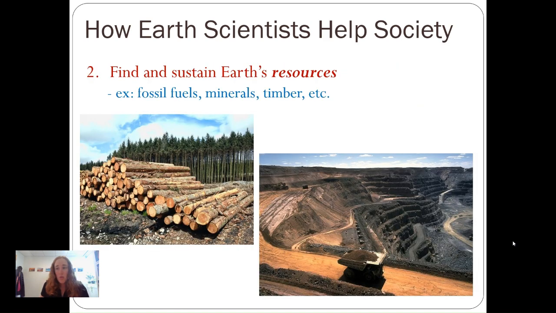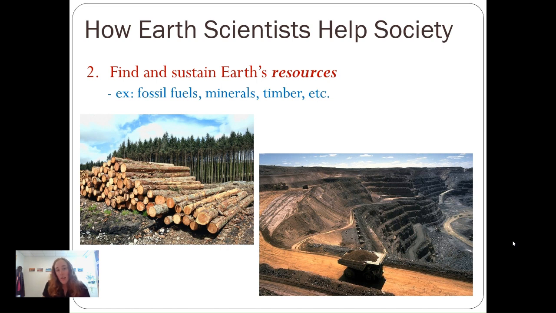In addition to protecting against natural hazards, we find and sustain Earth's resources. So that would be things like fossil fuels. Geologists know where to find oil. Geologists know where to find natural gas. Geologists know where to find coal. So they help and assist with mining fossil fuels. They also help with finding minerals, so gold, silver, copper, lithium. They know how to find those resources.